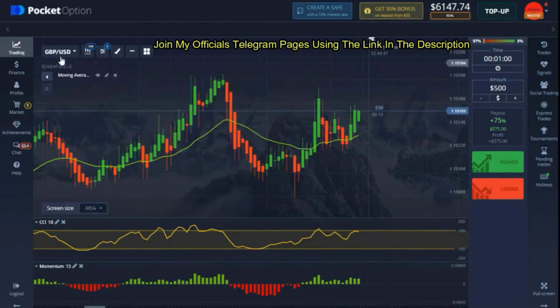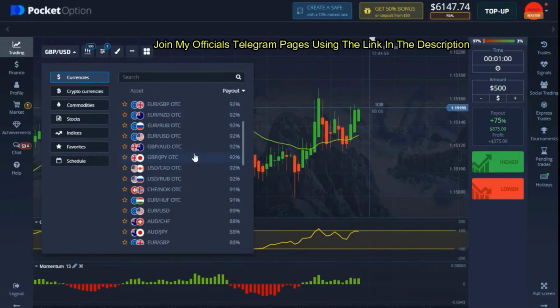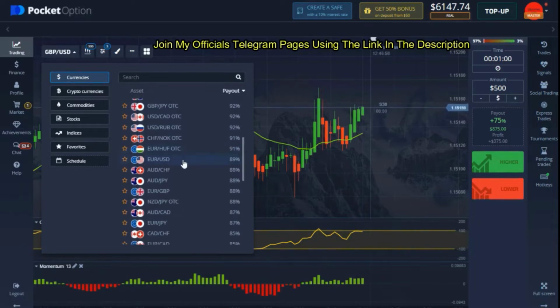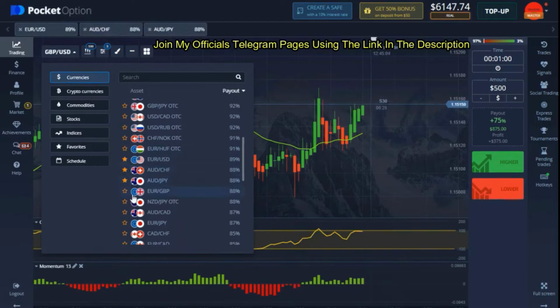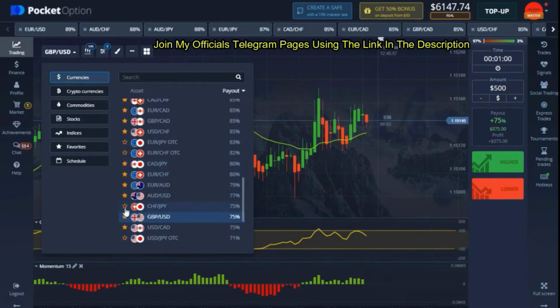I'm going to put up my currency here real quick. Like I said, I don't recommend using the OTC market because it's kind of manipulative with the brokers. Always make sure you're using the normal market, normal pairs without OTC on them. Okay guys, I have my pairs up.